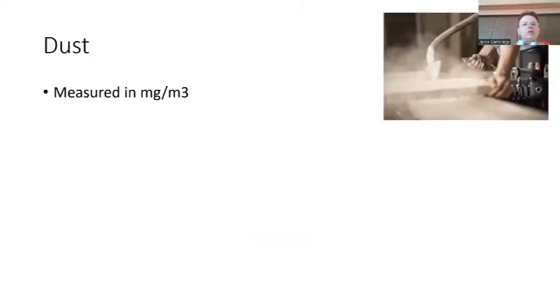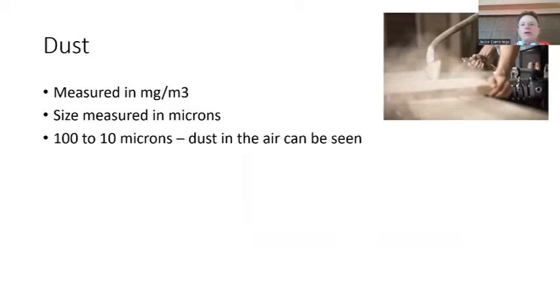We measure dust in milligrams per meter cubed. So we can measure it, not easily, but we can measure it. The size of the actual particles are measured in microns, so thousandths of a millimeter. If you can see some dust in the air, that's going to be dust of about 100 to 10 microns in size. You can actually sort of see it.